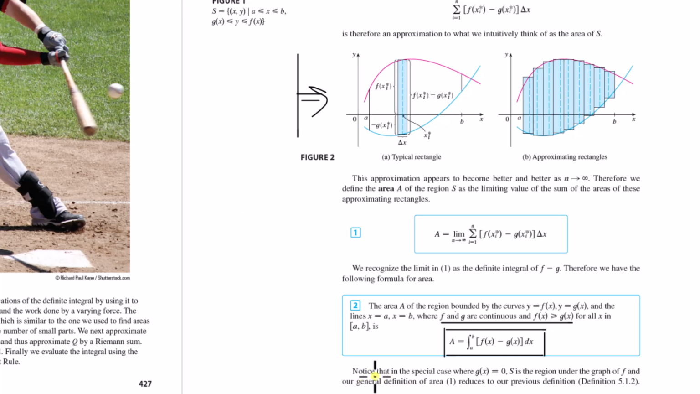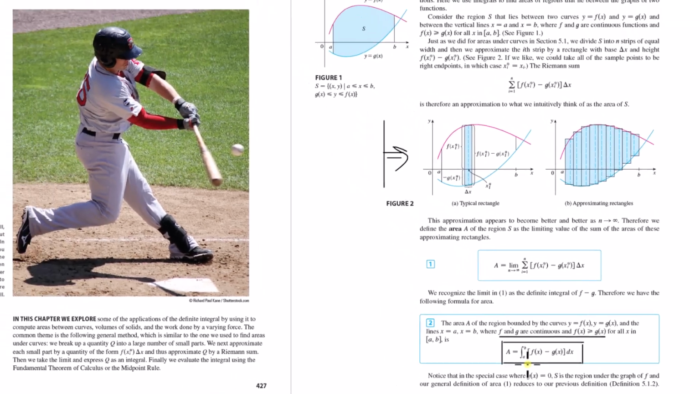Okay, it says, notice that in the special case where g of x is equal to 0, S is the region under the graph of f, and our general definition of area reduces to our previous definition. Yeah, if g of x is equal to 0, then it's just the area under the curve of f of x, like the original integral definition.